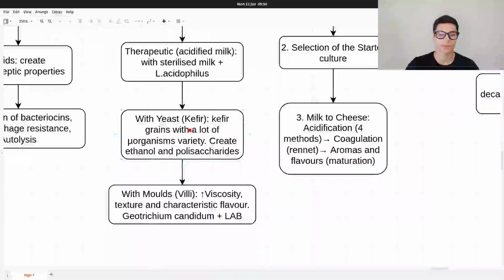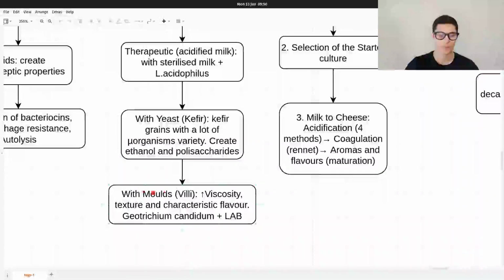And the original kefir grains have nothing to do with the industry kefir grains we get on the market, in the supermarket. That's nothing to do with the Mongolian original one. Because of the yeast, they create ethanol. They undergo the alcoholic fermentation, and they also create polysaccharides.